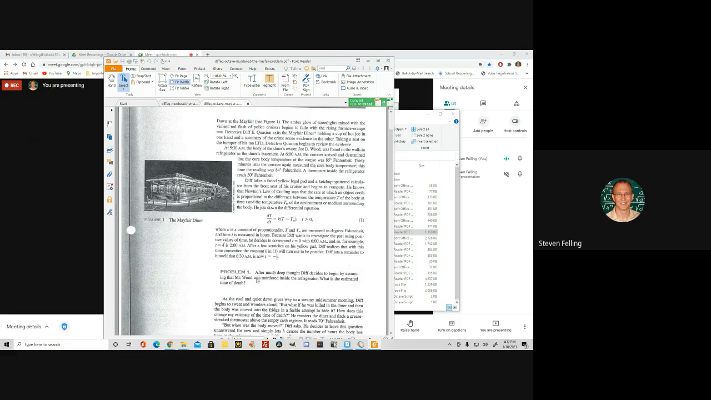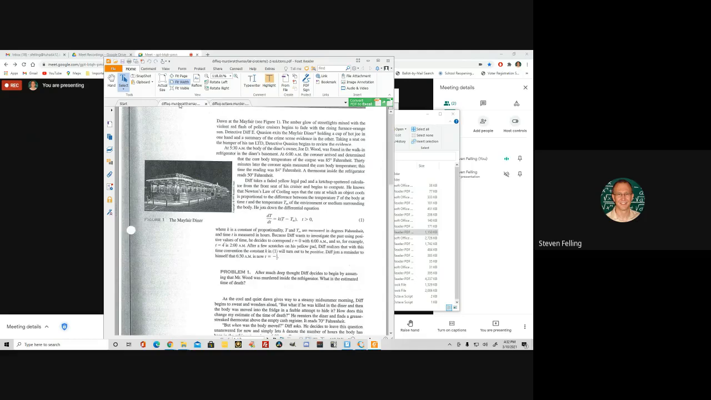Okay, so problem 1 says: after much deep thought, Diff, which is the name of the detective, began by assuming that Mr. Wood was murdered inside the refrigerator. What's the estimated time of death? So it's just a single differential equation here for the entire time.